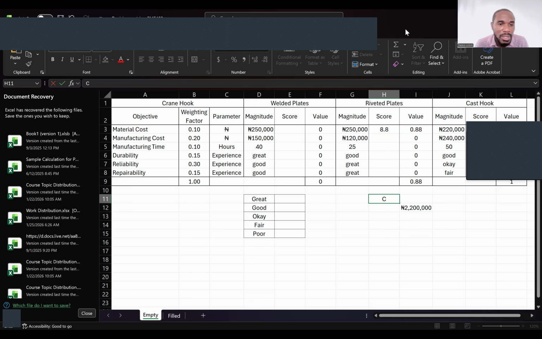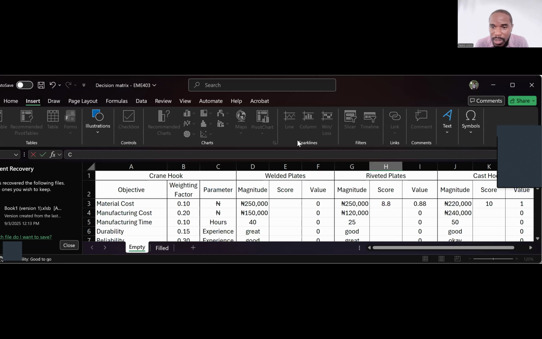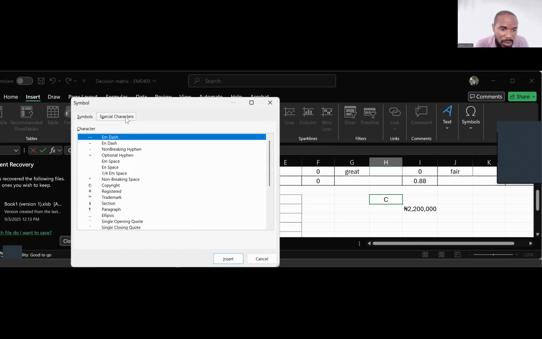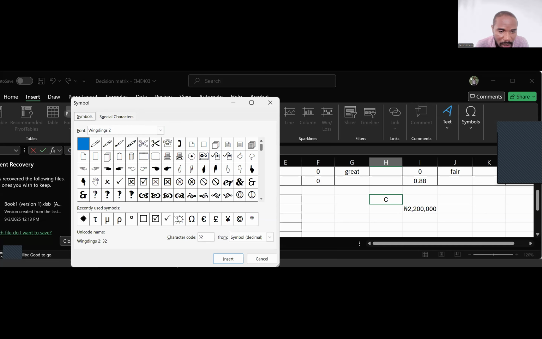Oh, sorry about that. Can you still see my screen? Insert symbols. I want the inverse proportionality sign. Where's my Greek? Oh dear. Special characters. Symbols.